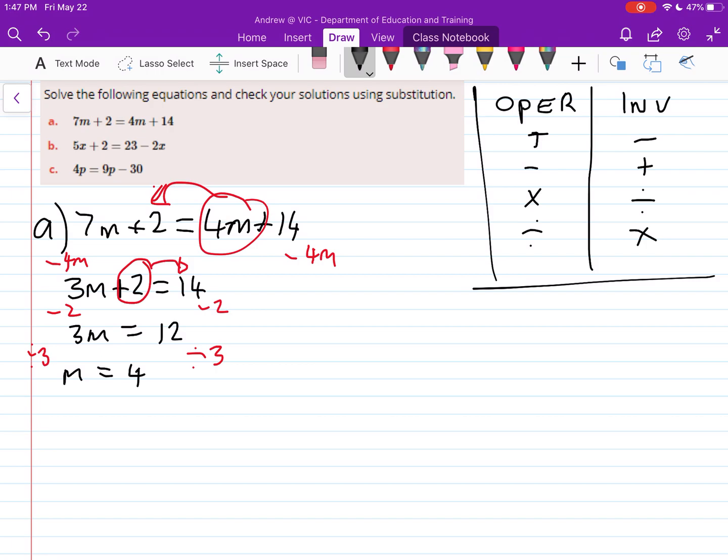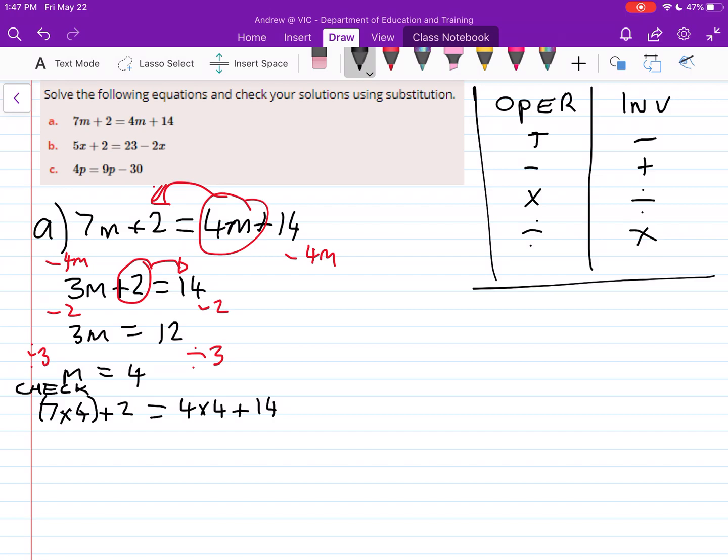So now we've got this, we can always check our answer by substituting it back in. So we're going to put m is equal to 4 back into our equation and see if the two sides equal the same. So we've got 7 times 4, I'll just write this here is our check, plus 2 is equal to 4 times 4 plus 14.